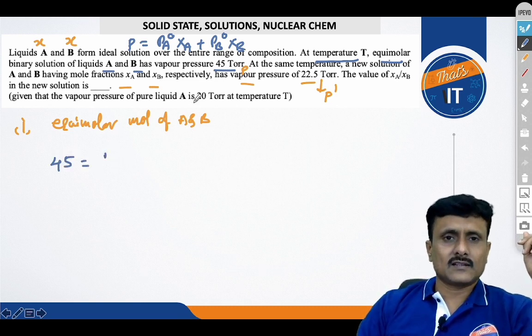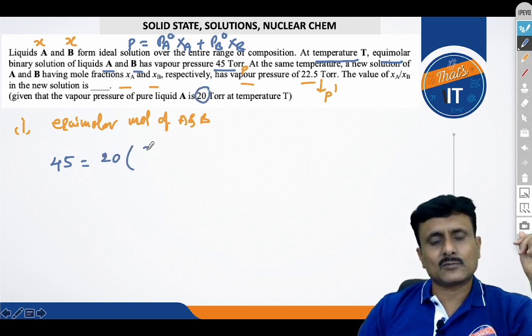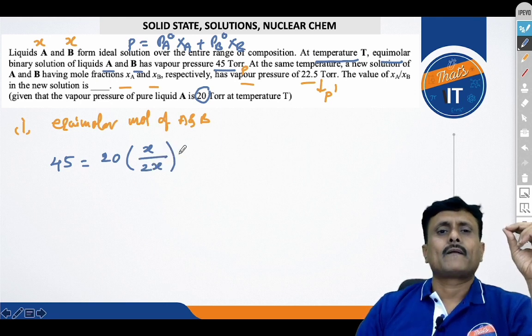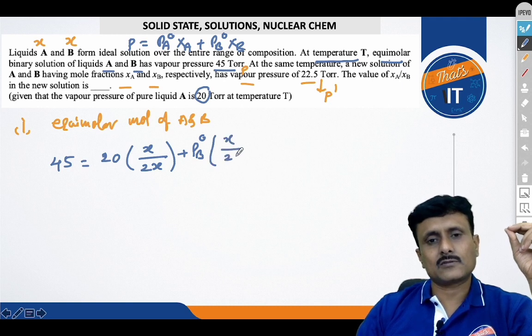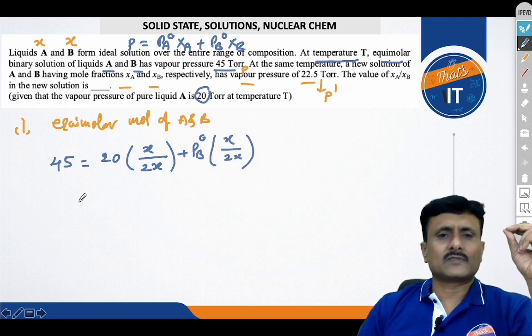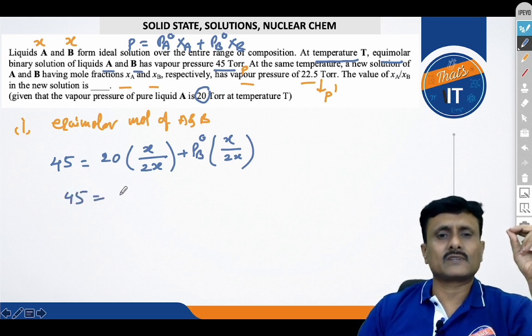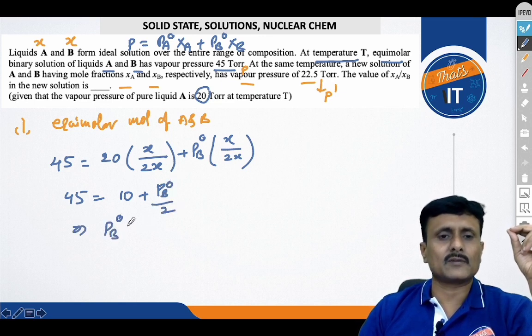You can see that is given as 20 torr. So PA0 is 20 into XA, that is moles of A by total moles, plus PB0, that you need to find out from here, into X by total moles. So as you could see, 45 is equal to 10 plus PB naught by 2. So like you could see that the value of PB naught is equal to 70.